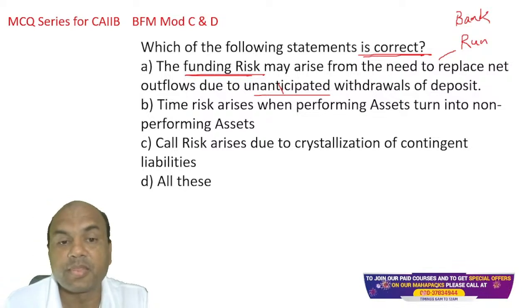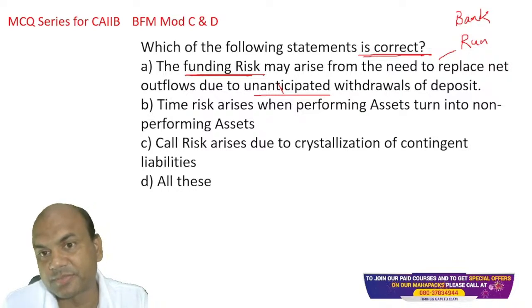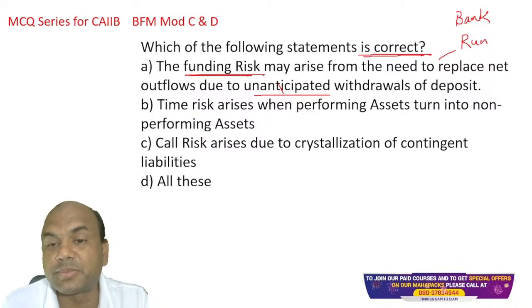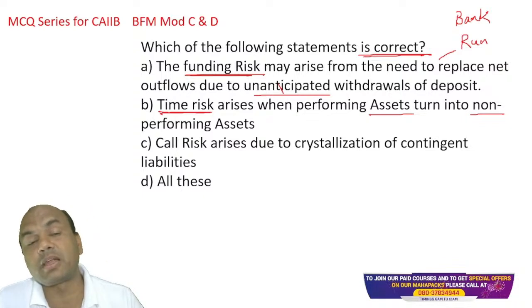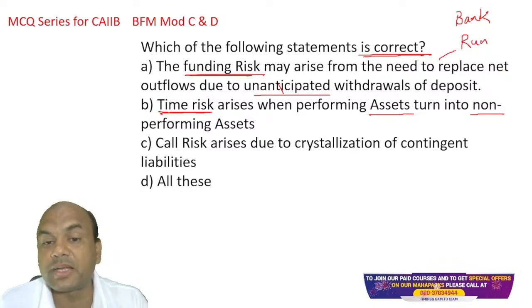Let's see. The time risk arises when the performing assets turn into NPAs. So my performing assets become NPA. So time risk means what? At the required time, I may not get the payment. So that is time risk. Call risk arises due to crystallization of contingent liability. Just now we saw it.